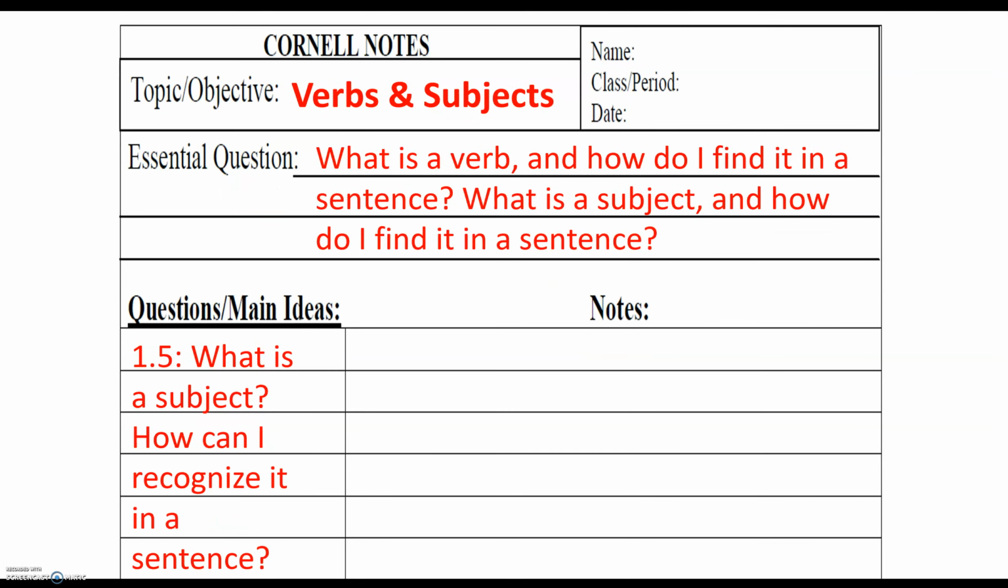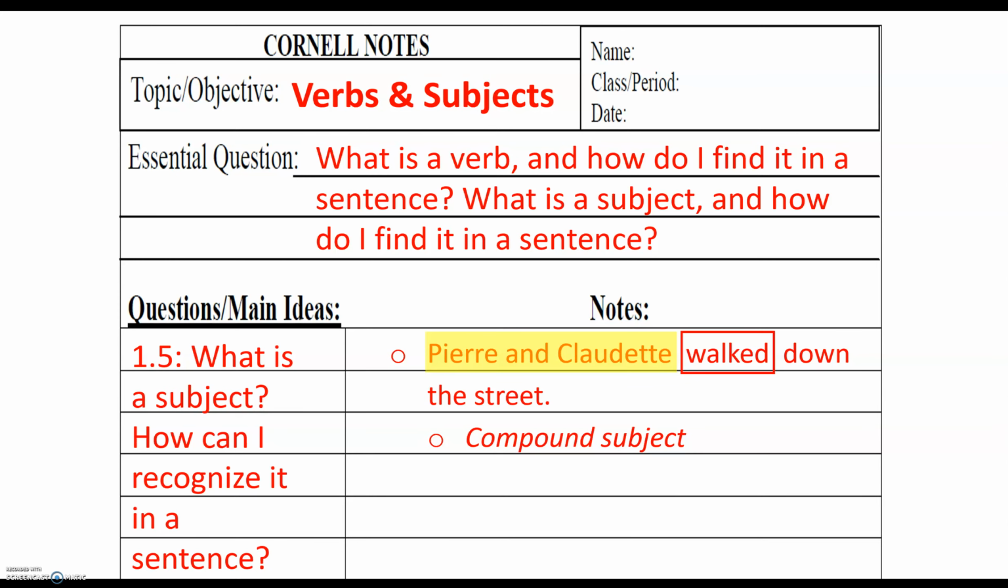A few other examples of what subjects can look like. Pierre and Claudette walked down the street. Again, going to find my verb first, the word walked. Who walked down the street? Notice here, I have two subjects, right? Or what we call a compound subject. So both Pierre and Claudette are walking down the street. I'm going to highlight both of those.